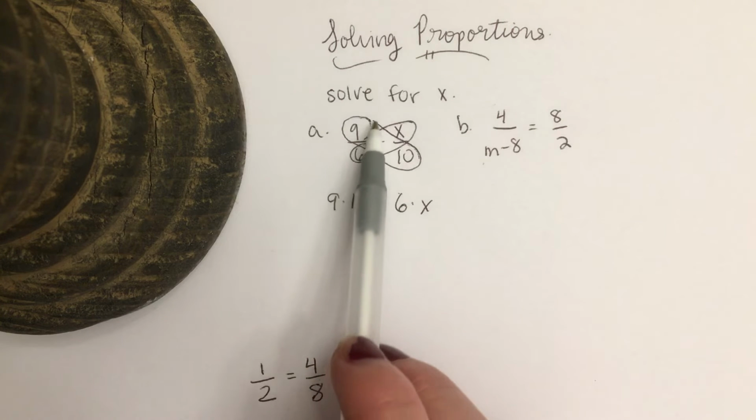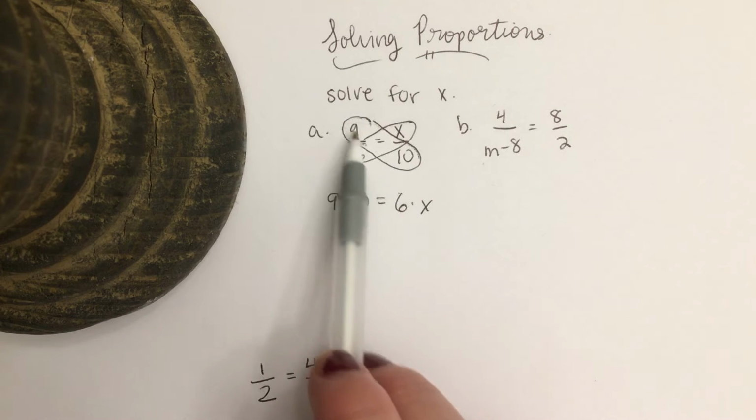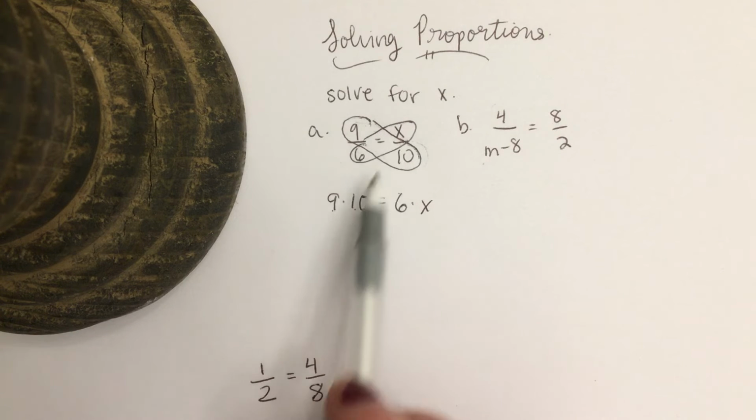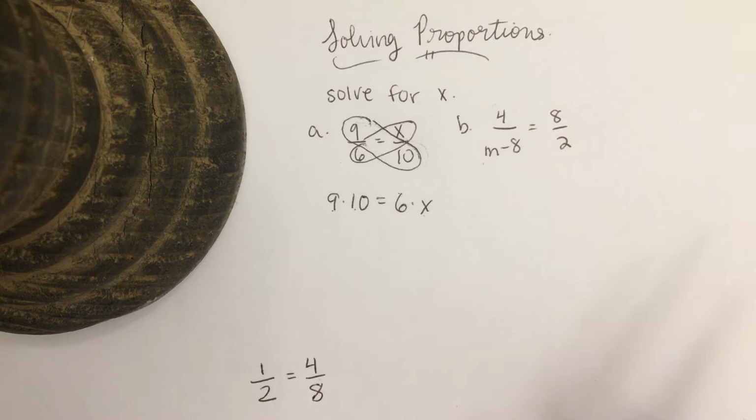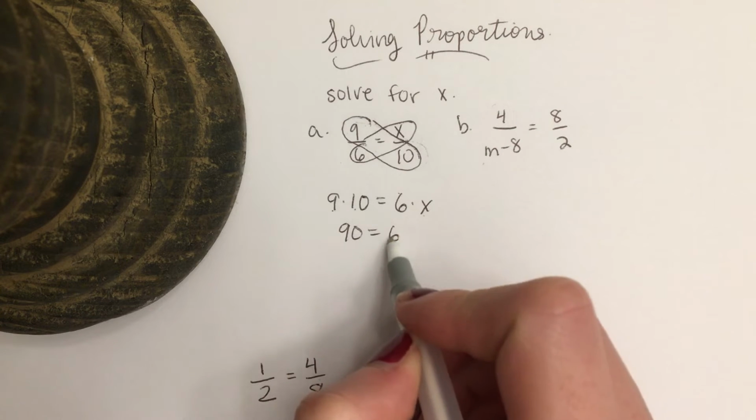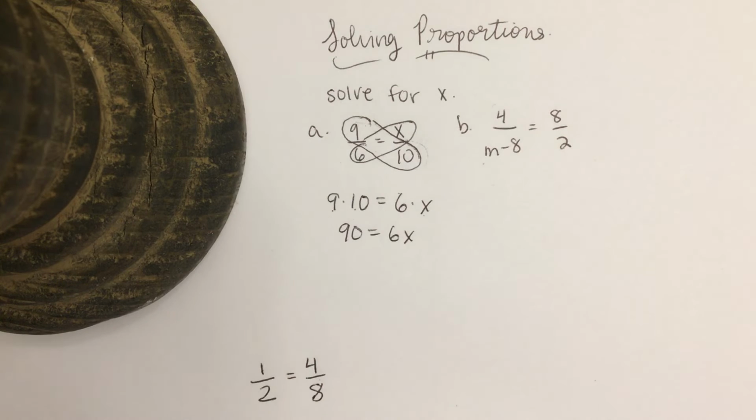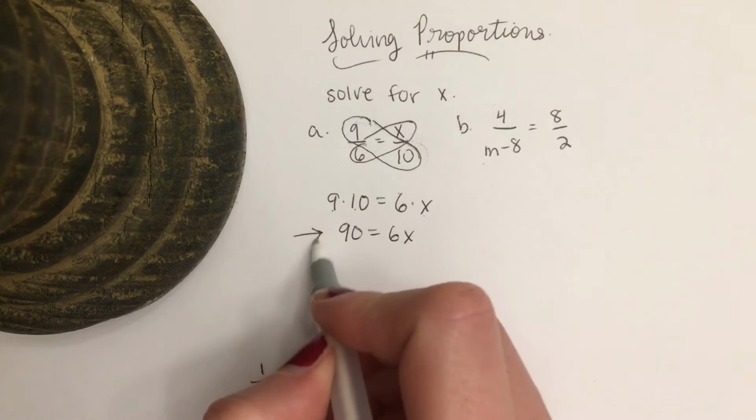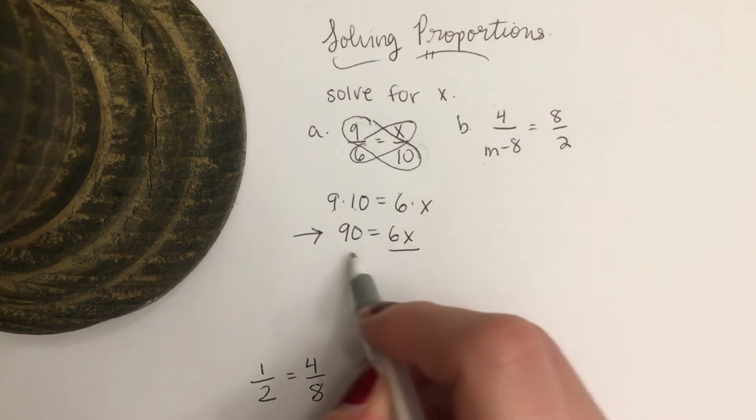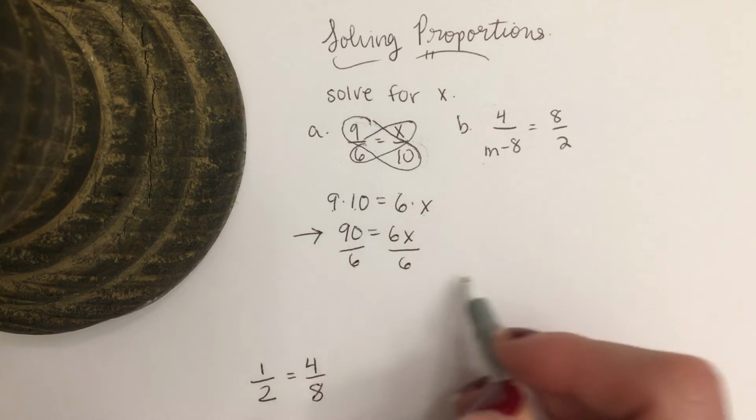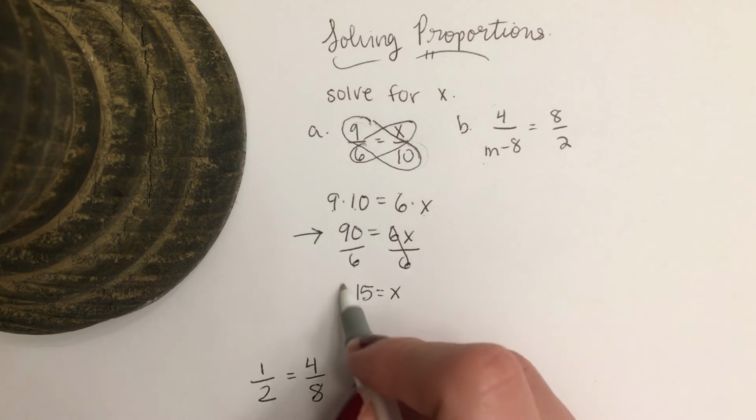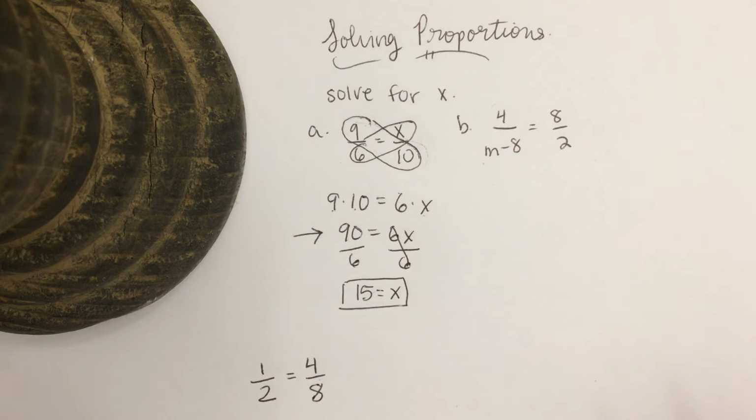So again, if you notice when I circled those two numbers, I multiply them together. So 9 times 10 are in the same kind of diagonal circle there, and then on the other side I've got 6 times x. So 9 times 10 is 90, and 6 times x is just 6x. So now you have a really simple equation right here that you should be pretty comfortable with solving. So all I need to do is divide both sides by 6, that coefficient there, and that's going to leave me with 15 equals x, which is my answer there.